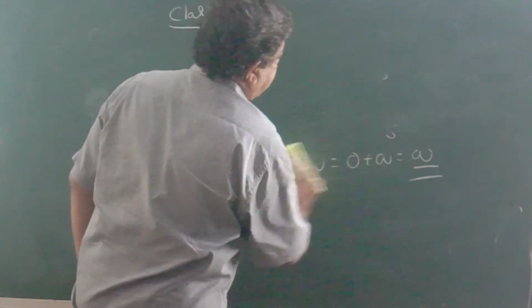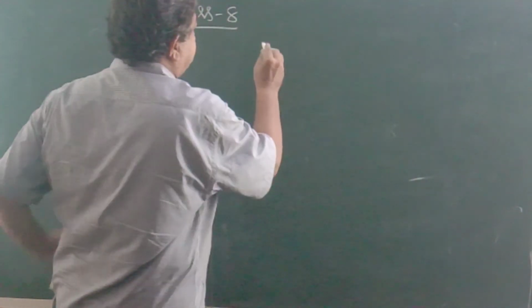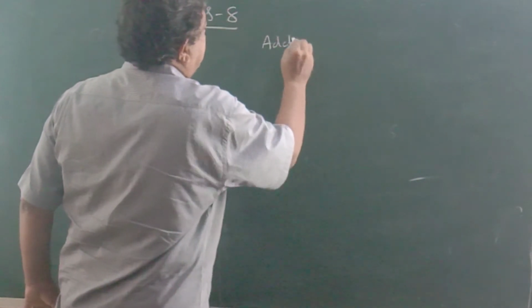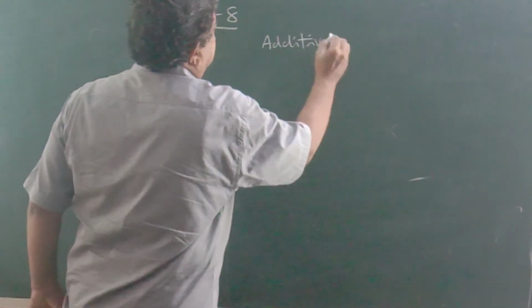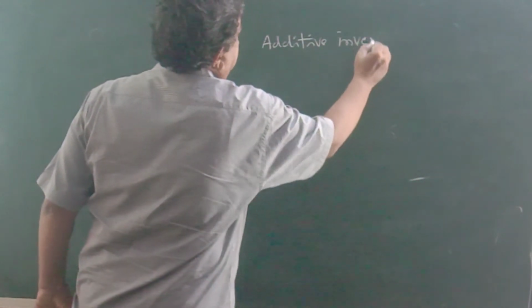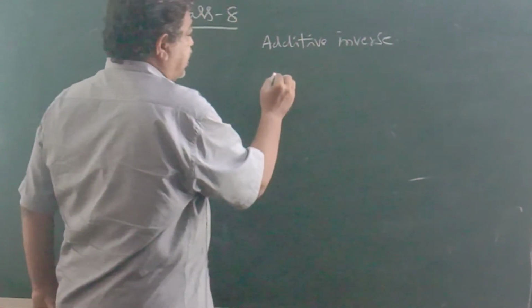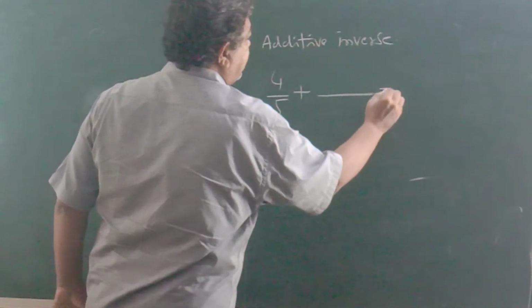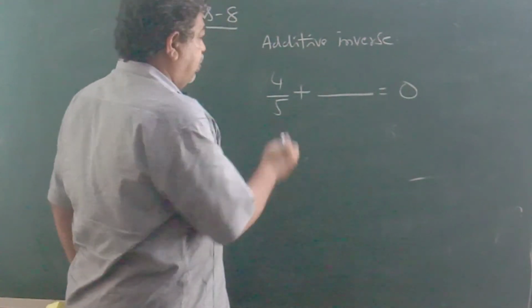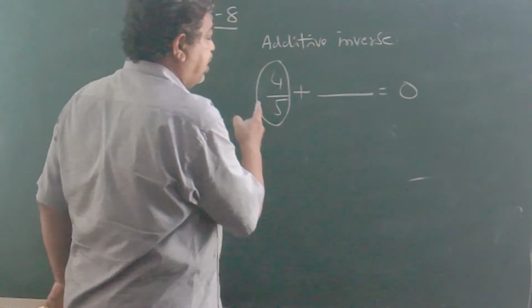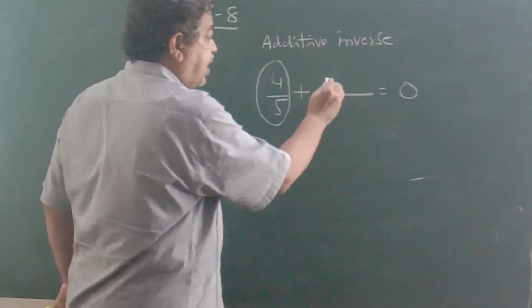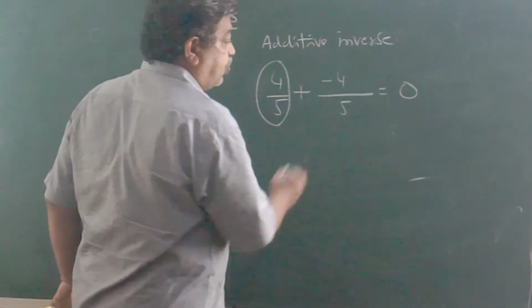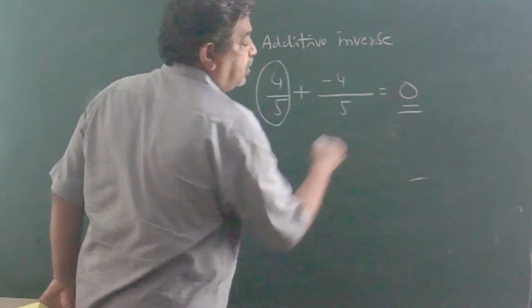Now we are going to understand additive inverse. What is this rational number? 4 by 5. How much is added to 4 by 5 to give you 0? This is a positive number. Whenever you have a positive number, you want to add a negative number, minus 4 by 5, then the sum will be equal to 0.